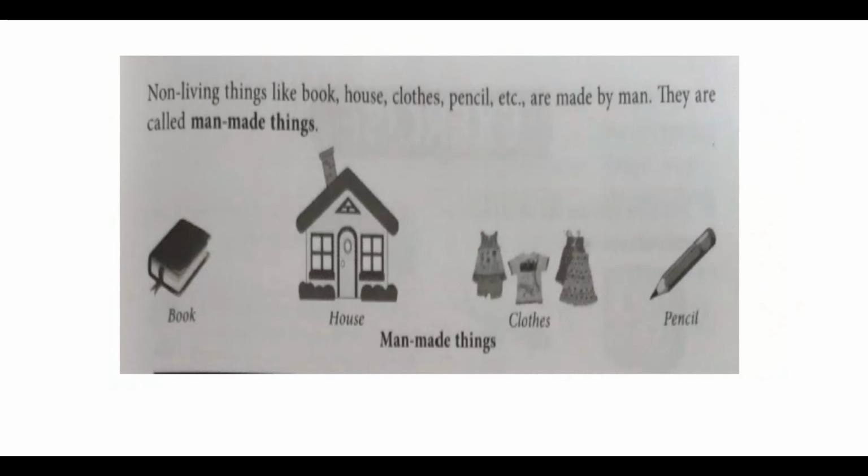Now the next topic is non-living things like book, house, clothes, pencil, etc. are made by man. These are non-living things. We can list many things like pillow, shoes, chalk piece, bag, books, tiffin. All these are non-living things made by man. They are called man-made non-living things. So all those non-living things which were made by man, we call them man-made non-living things.